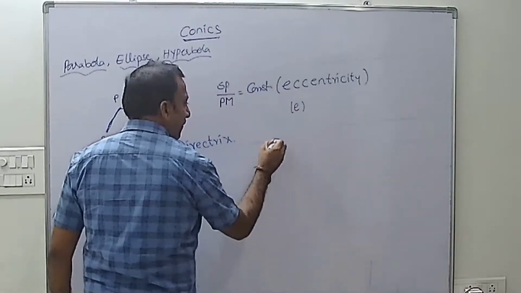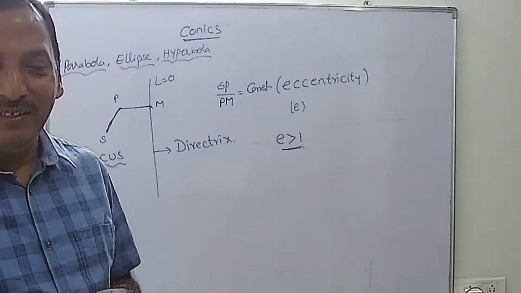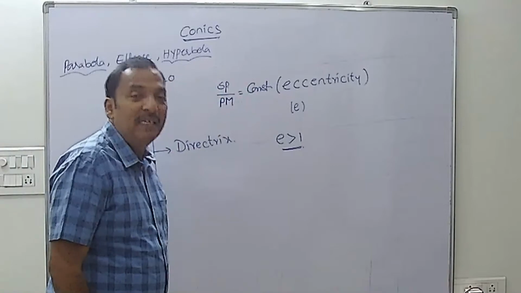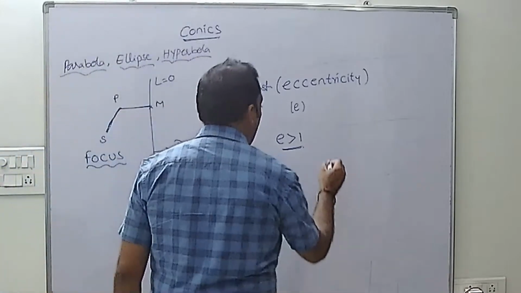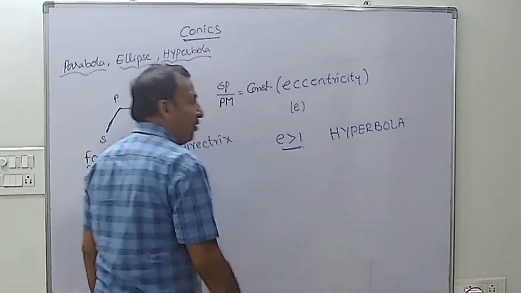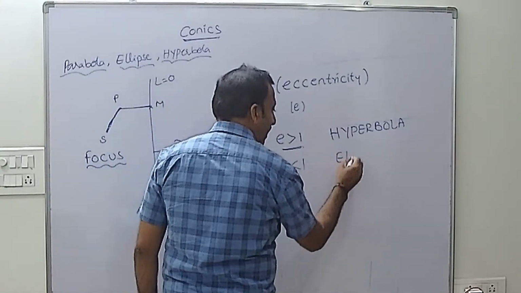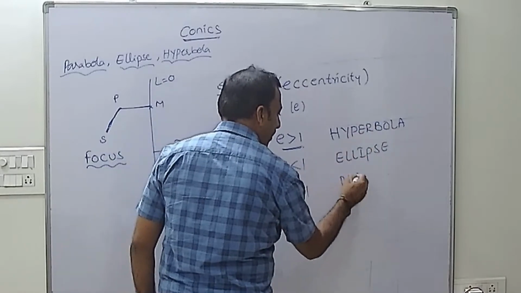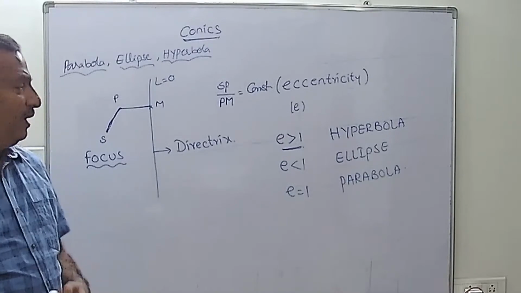If the value of e is greater than 1, that means SP by PM is greater than 1, then the conic is called a hyperbola. If the eccentricity of the conic is less than 1, then it is called an ellipse. And if the eccentricity is equal to 1, then it is called a parabola. Okay, first write it like this.